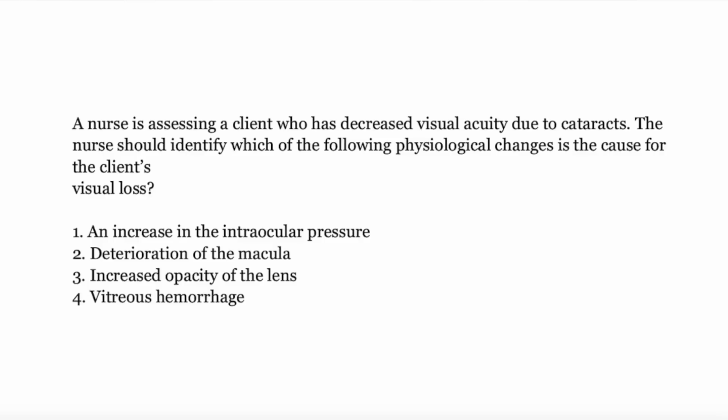Number 8, a nurse assessing a client who has decreased visual acuity due to cataracts. The nurse should identify that which of the following physiological changes is the cause for the client's visual loss. 1, an increase in the intraocular pressure. 2, deterioration of the macula. 3, increased opacity of the lens. Or 4, vitreous hemorrhage.